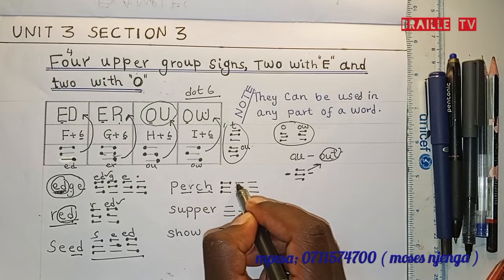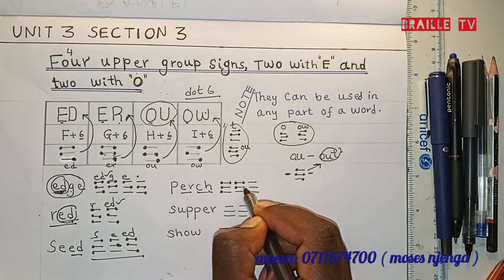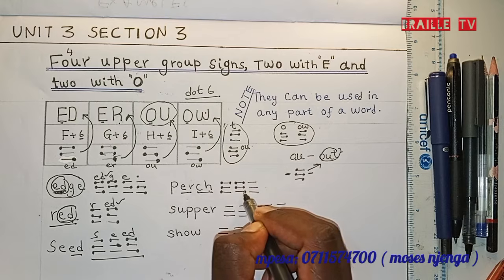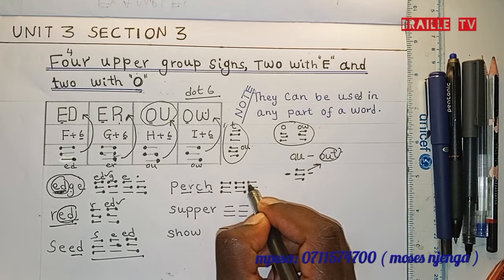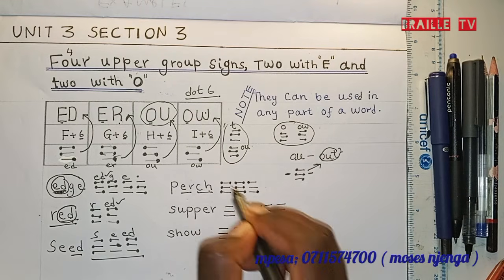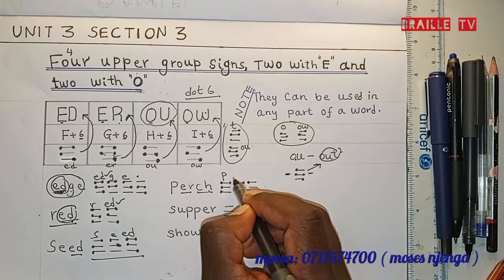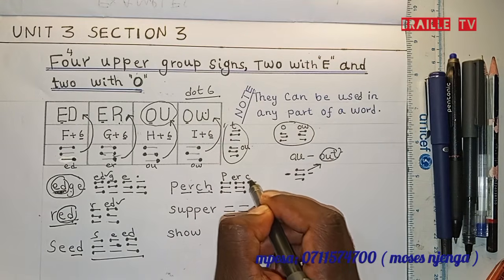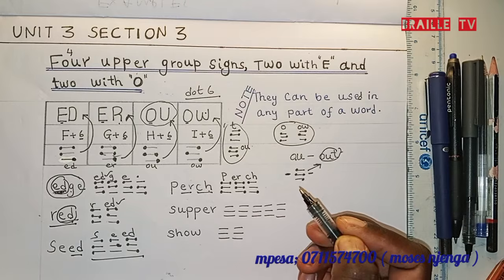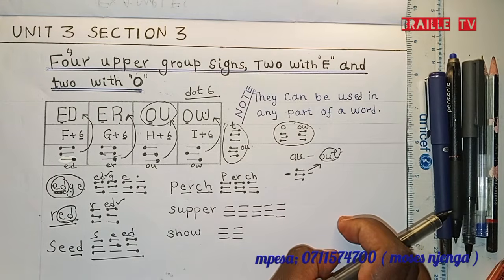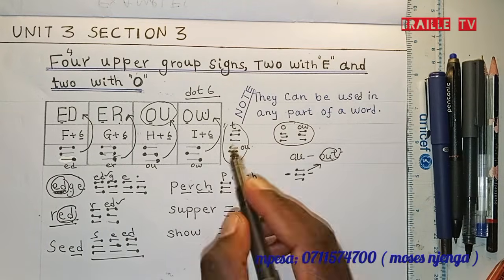Then ER, I said it is G plus dot 6. This is G, then you add dot 6. Then CH, it is A and dot 6. So this is P, ER, and CH. Very simple. You know, you see now these things are very interesting, okay? Very, very interesting. It's that simple.